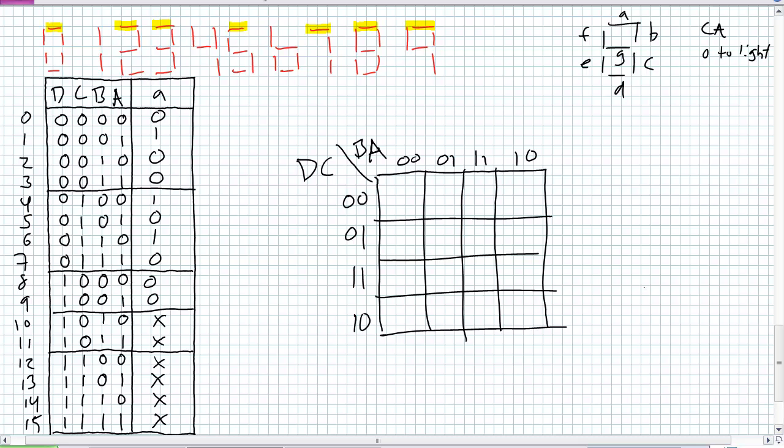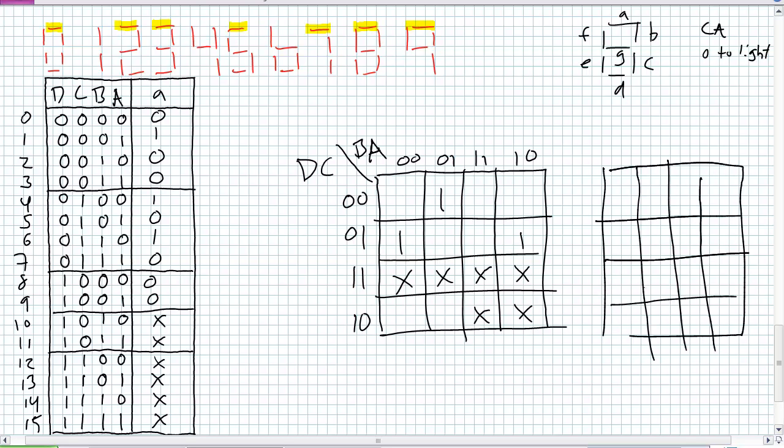Okay, so where are the ones? It's in 1. It's in 4. It's in 6. Where are the don't cares? It's 10, 11, 12, 13, 14, and 15. And I know I said put the don't cares in there. Here's an example of what that K-map would look like without the don't cares: 1, 4, 6.